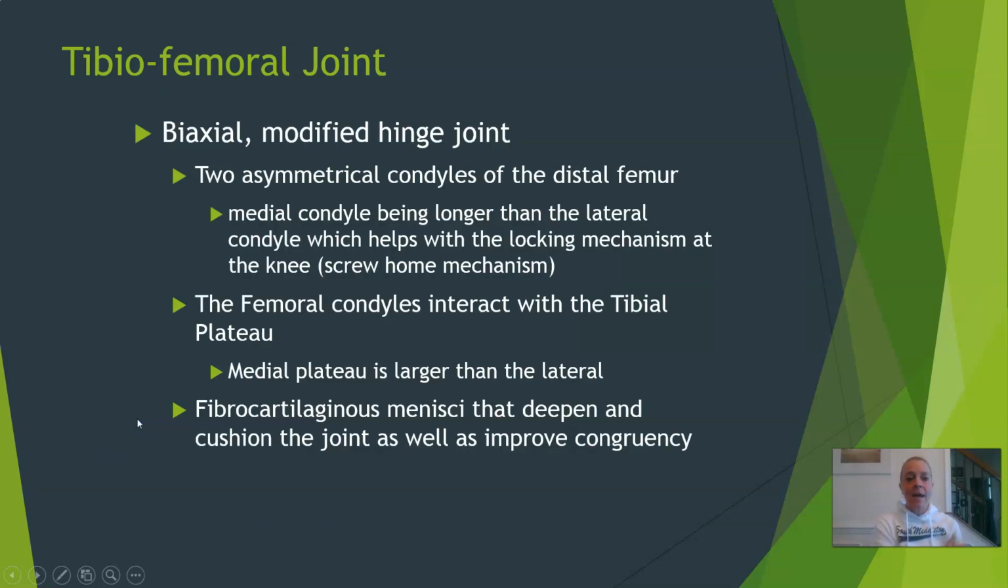The knee is a biaxial modified hinge joint. The condyles of the distal femur are asymmetrical. So the medial condyle, remember, is a little bit longer than the lateral condyle. This helps with the screw-home mechanism, which we'll talk about a little bit more, which is important for stability of the knee. This will also come into play as we get a little further on into the lecture and talk about osteoarthritis and why the medial condyle tends to wear down a little bit faster than the lateral condyle.